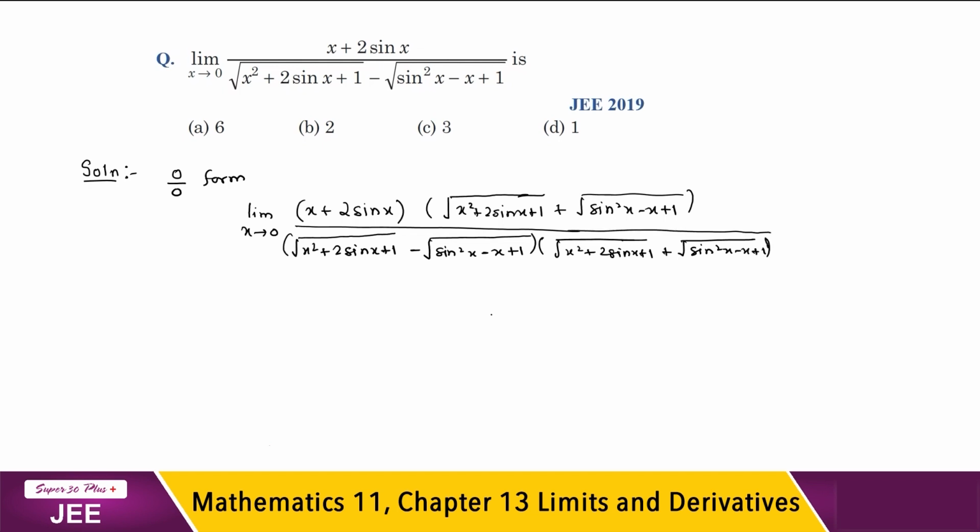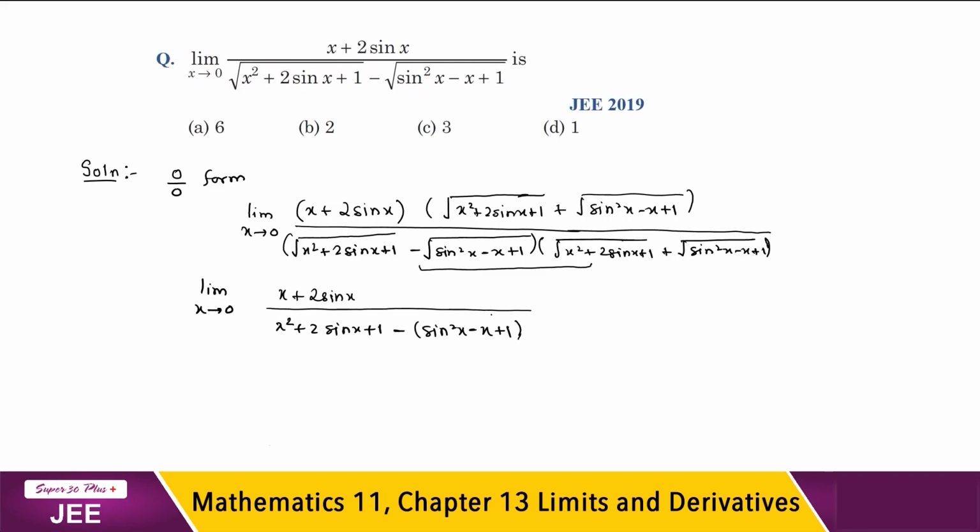Alright, now in denominator we can apply the formula of a minus b and a plus b, which is equal to a square minus b square. So in denominator we are going to get x square plus 2 sin x plus 1 minus sin square x minus x plus 1. In numerator we are not going to make as such any change for now. So I am writing down x plus 2 sin x and then these two terms as it is.